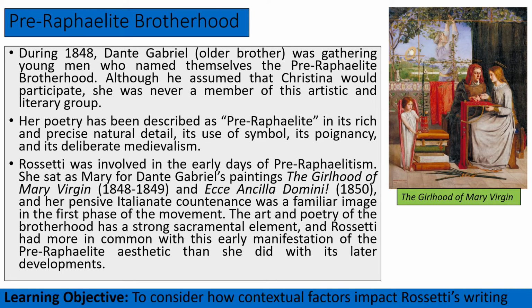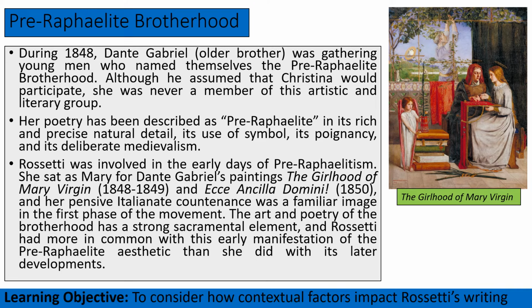That's quite key. She did not join this group of young men because she was a woman, and she had her own views, etc. So she was involved in the early days of the pre-Raphaelitism. She sat as Mary for Dante Gabriel's painting of the Girlhood of Mary Virgin. So if you look to the right of the screen, that's her sitting down on the right-hand side of the picture. Her brother painted it, and she was sort of the model for it.